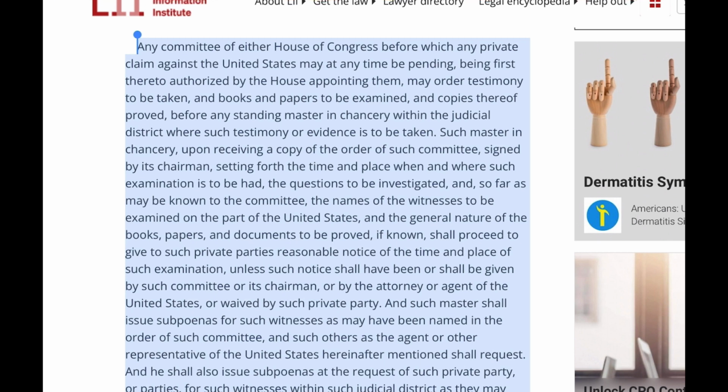Such master in chancery, upon receiving a copy of the order of such committee, signed by its chairman, setting forth the time and place when and where such examination is to be had, the questions to be investigated, and, so far as may be known to the committee, the names of the witnesses to be examined on the part of the United States, and the general nature of the books, papers, and documents to be proved, if known, shall proceed to give to such private parties reasonable notice of the time and place of such examination, unless such notice shall have been or shall be given by such committee or its chairman, or by the attorney or agent of the United States, or waived by such private party.